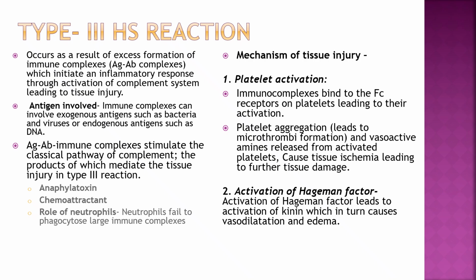Neutrophils fail to phagocytose large immune complexes. Mechanism of tissue injury: first is platelet activation. Immune complexes bind to Fc receptors on platelets, leading to their activation. Platelet aggregation leads to microthrombi formation, and vasoactive amines released from activated platelets cause tissue ischemia, leading to further tissue damage. Activation of Hageman factor leads to activation of kinin, which in turn causes vasodilatation and edema.